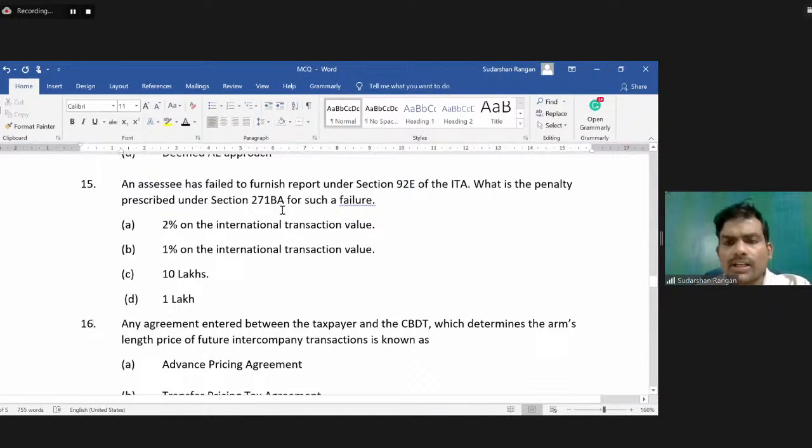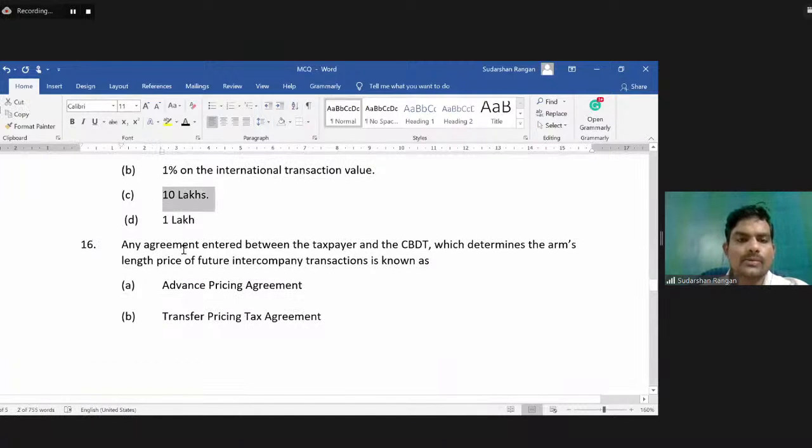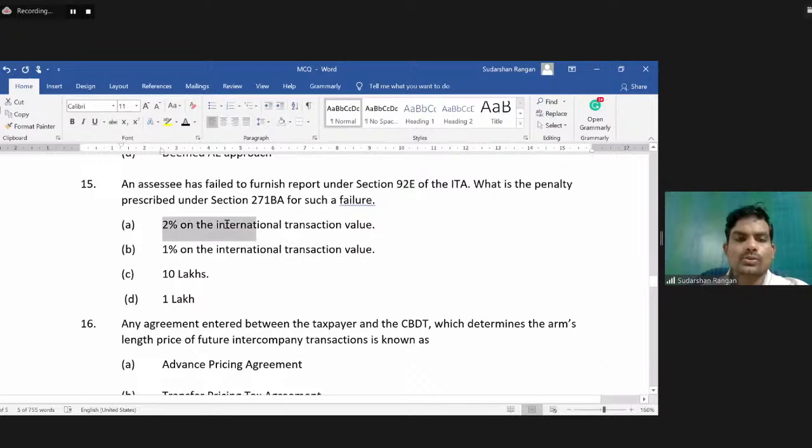The report furnished under section 92E is basically the chartered accountant certificate, Form 3CEB, a professional opportunity for us as chartered accountants to certify that the transfer pricing is at arm's length, and that the taxpayer and its associated enterprise have maintained adequate documentation, so on and so forth. The income tax department wants a Form 3CEB certificate from a chartered accountant, and if that is not furnished, what is the penalty? Whether it's 1 lakh, 10 lakhs, 1%, 2%, under 271BA.